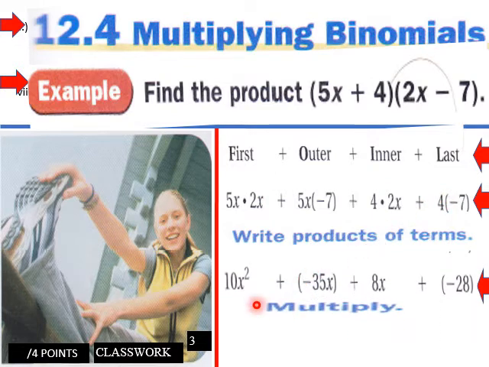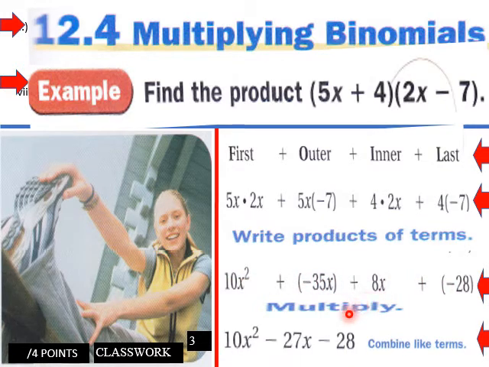So we're going to write here the product of terms, and then we're going to multiply these out, which we will get 10x squared plus negative 35x plus 8x plus negative 28. So now all we need to do is combine like terms, and we got 10x squared minus 27x, negative 35x plus 8x would be negative 27x, and then minus 28. That would be your combination of like terms using FOIL.